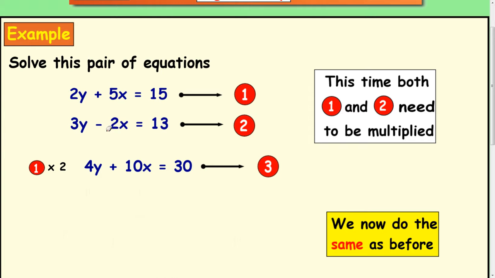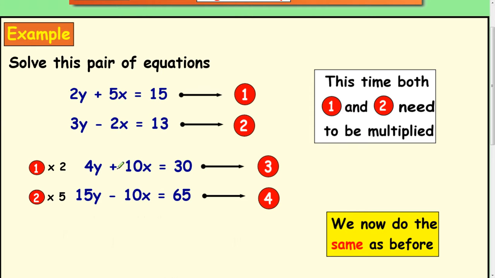Now we're looking at that negative 2x, and I want that to be a negative 10x, so that it cancels with that 10x. So I need to times by 5. So equation 2 times 5, but times everything by 5. The 3y times 5 is 15y. The negative 2x times 5 is minus 10x. And the 13 times 5 is 65. Call it equation 4.